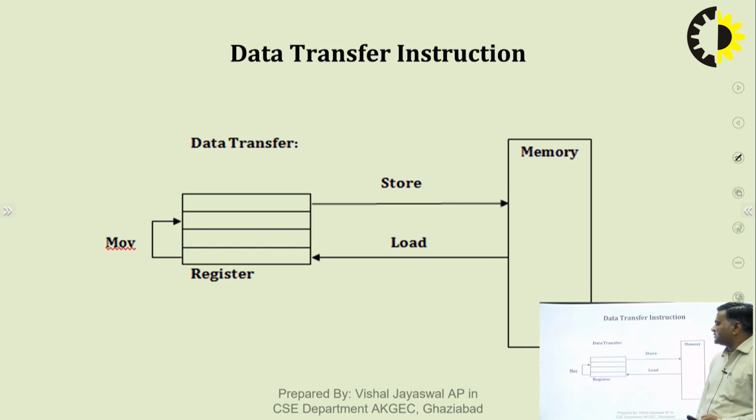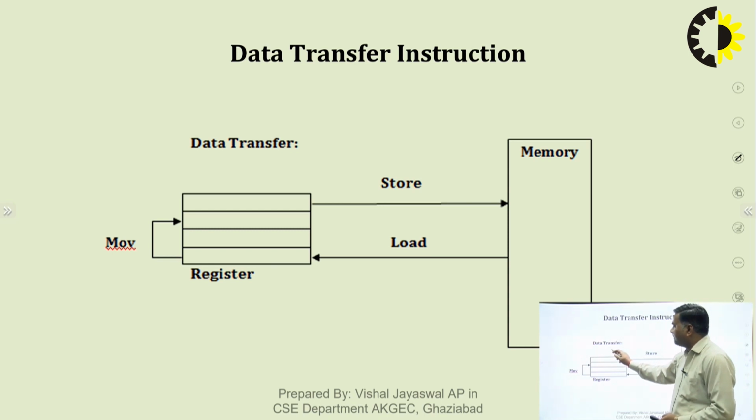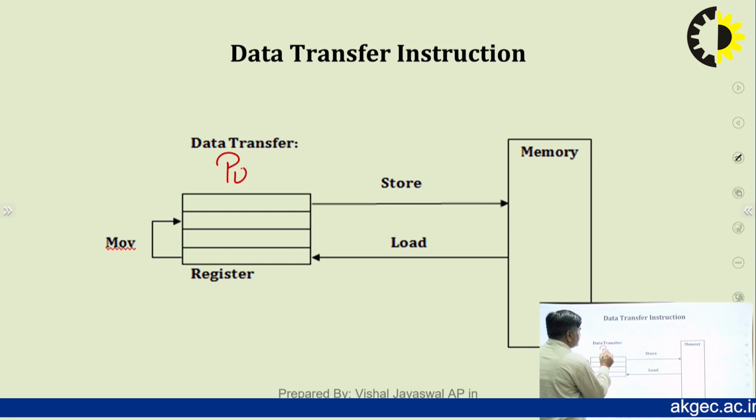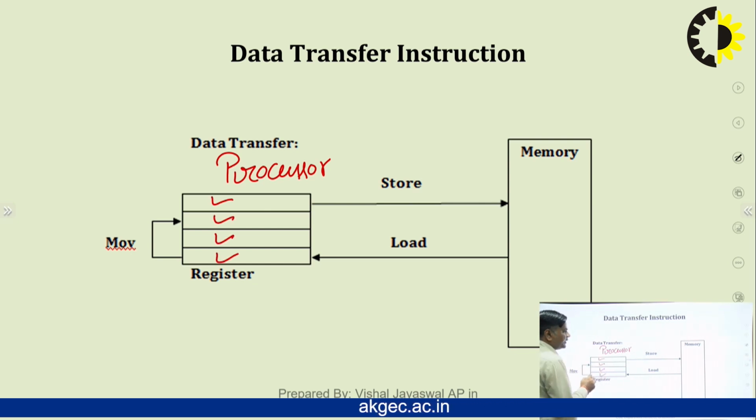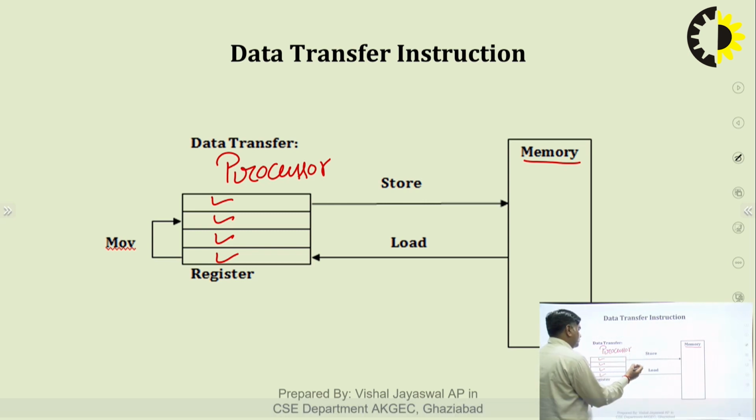If we talk about the data transfer instruction, here there is a processor, in which these are the registers, and this is the main memory. If we transfer the data from memory to processor, then we call it load. And if we transfer the data from processor to memory, that is called store. So we should know that processor to memory data transfer is called store, and memory to processor data transfer is called load. These load store instructions are used in single accumulator organization. We also have a move instruction that is used in general purpose register organization.